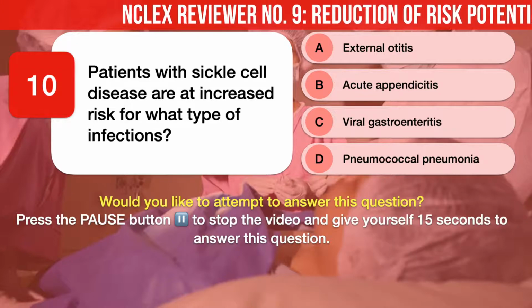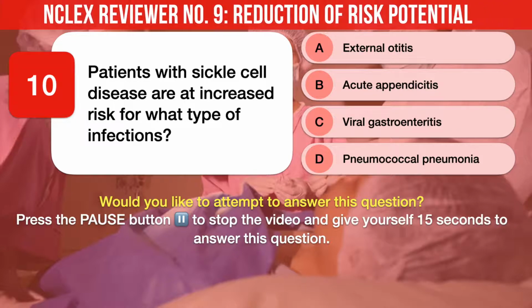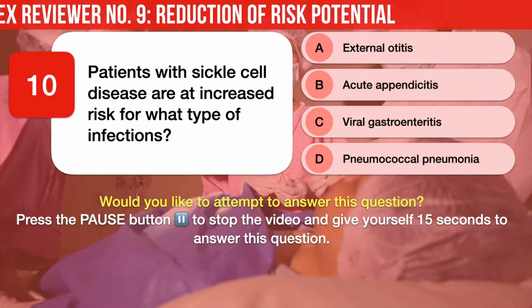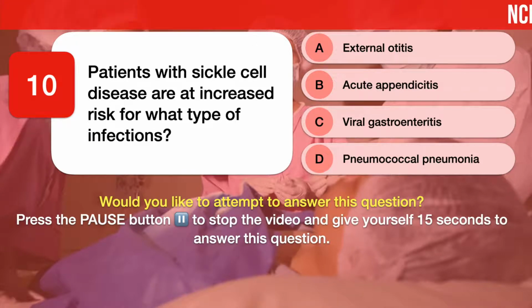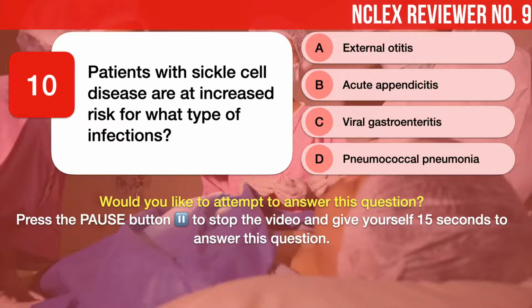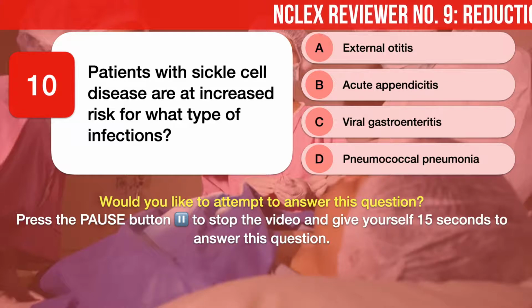Question number 10. Patients with sickle cell disease are at increased risk for what type of infections? A. External otitis. B. Acute appendicitis. C. Viral gastroenteritis. D. Pneumococcal pneumonia.